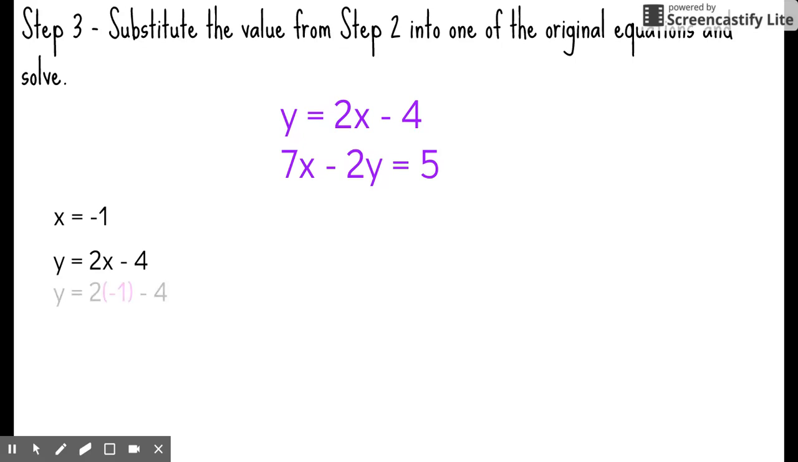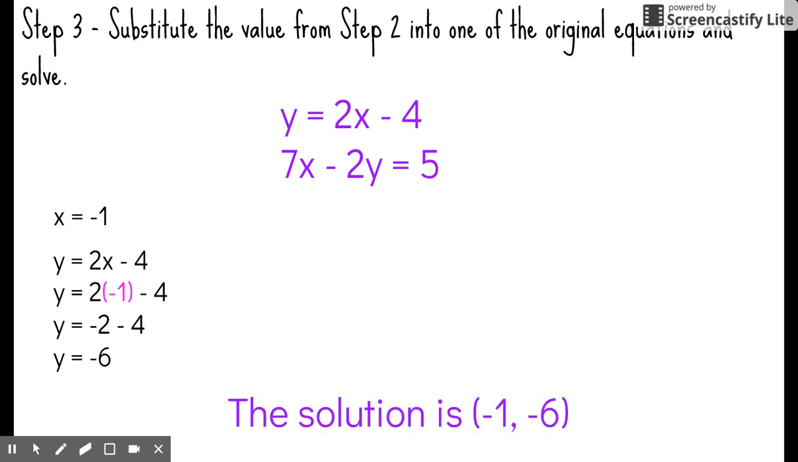So to keep it simple, we'll just keep with the first equation, y equals 2x minus 4, and we're going to replace the x with negative 1. And that's what you see there in pink. And 2 times negative 1 is negative 2, minus 4, which is equal to negative 6. So our solution is (negative 1, negative 6). And if we wanted to check our solution, we can plug negative 1 and negative 6 back into both equations just to make sure, or we could graph them and see that these equations do in fact intersect at (negative 1, negative 6).